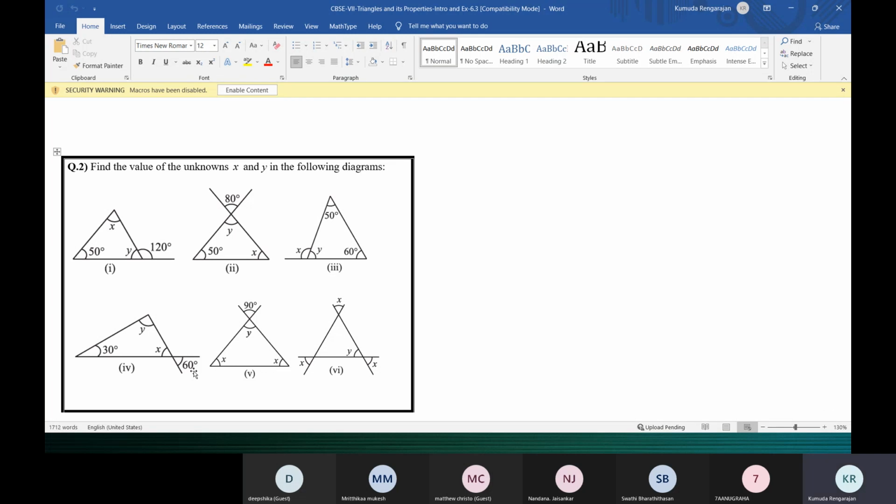And then how do we find y? Angle sum theorem or angle sum property, ma'am. Correct. X plus y plus 30 is equal to 180, and we know x is 60 degrees. So substitute and find the value of y. 90 degrees, ma'am. Correct. Y is 90 degrees.